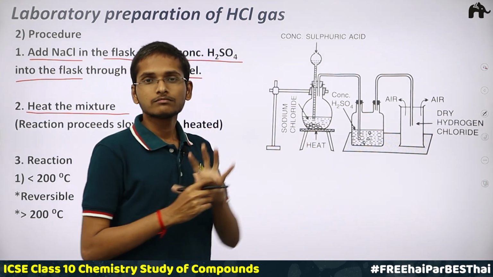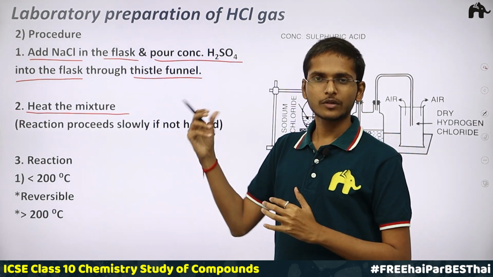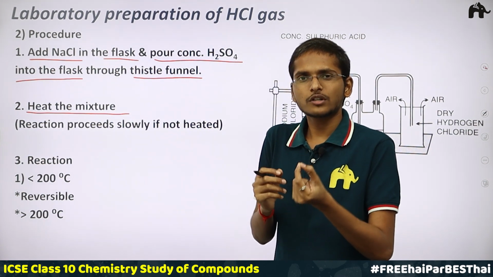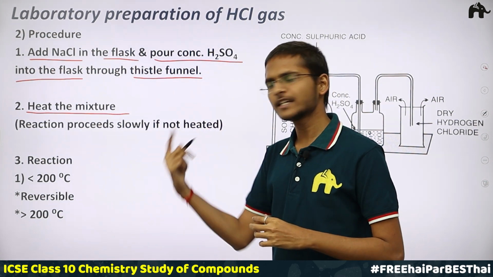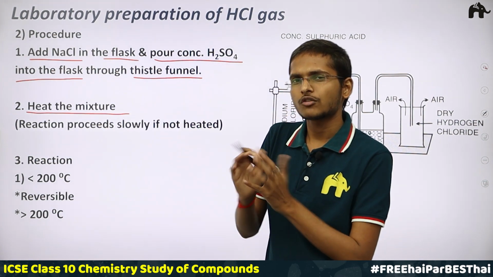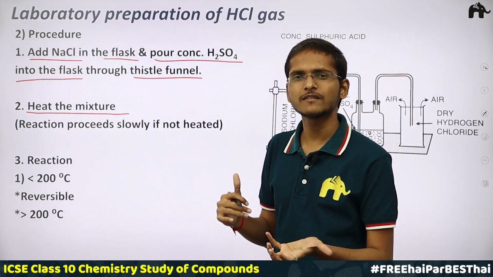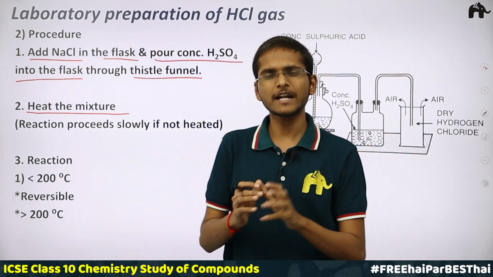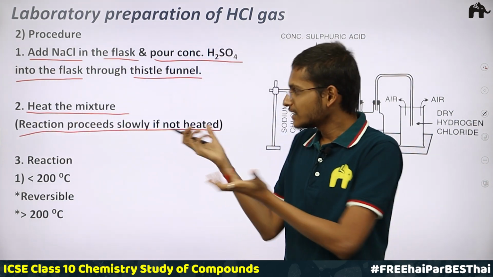Now see why we need to heat. This is a condition, so you need to remember the conditions which we are going to see. Here the only important condition is temperature. So we need to heat the mixture. Now I will tell you about the temperature, at around what temperature the reaction should be carried out. But we have to heat the mixture. And why do we have to heat the mixture? Because once we mix this NaCl with this concentrated sulfuric acid, it will react, but it will react very slowly if you are not heating. Now see what is happening.